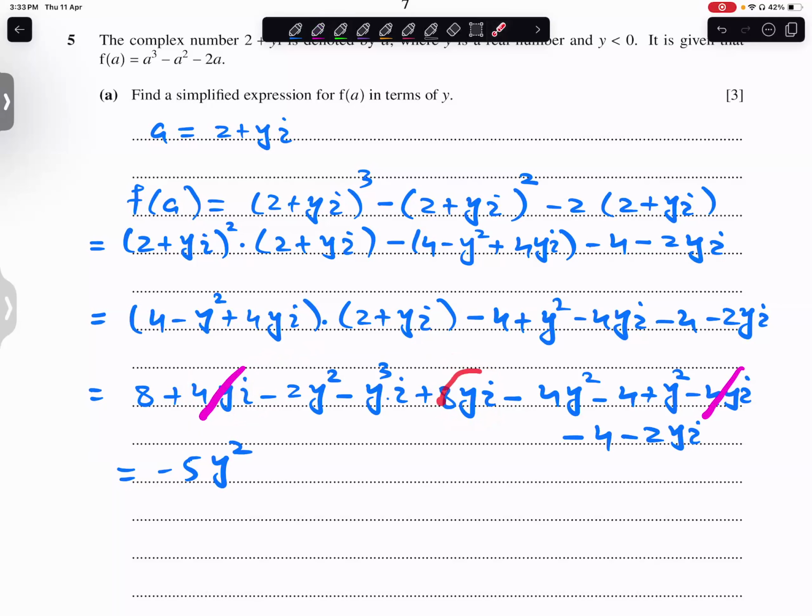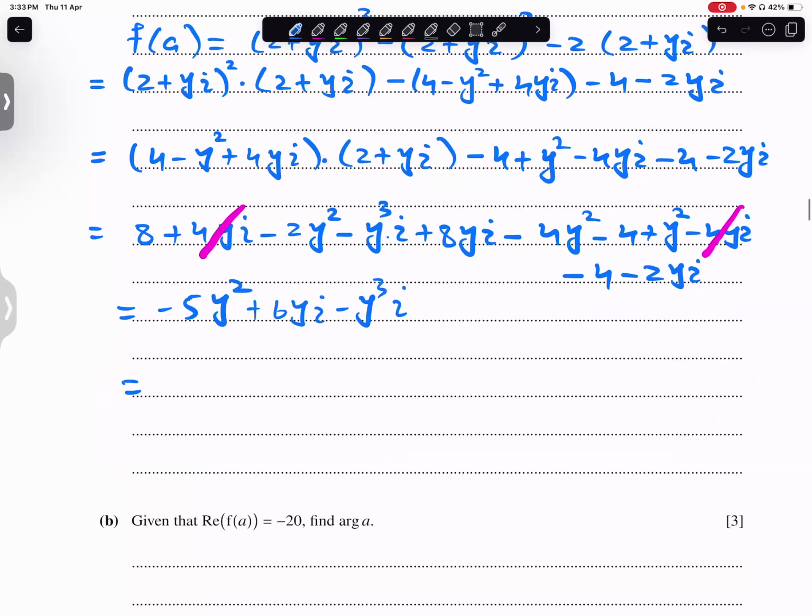Okay, so 8yi minus 2yi, so plus 6yi, and then y cube i only, so minus y cube i. So friend, this is my answer. Let's write minus 5y square. Take i common, so 6y minus y cube i. So this is a plus iota b form.